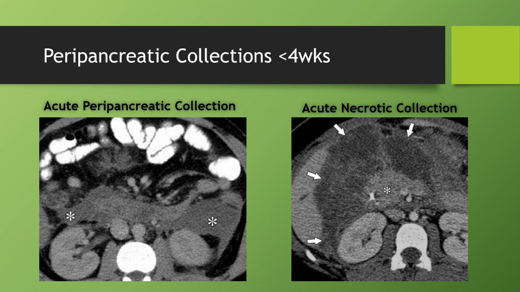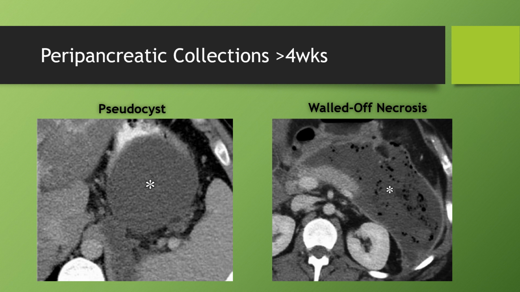In the first 4 weeks, we're going to either get an acute peripancreatic collection if they have interstitial edematous pancreatitis, or we're going to get an acute necrotic collection if they have necrotizing pancreatitis. Here are a couple examples. An acute peripancreatic collection is going to be more simple. It's going to be more water density, and you can see it around the pancreatic head and tail here. And an acute necrotic collection is going to be very dirty. It's going to start digesting the peripancreatic fat, and so you're going to have a lot of debris and heterogeneity of that collection.